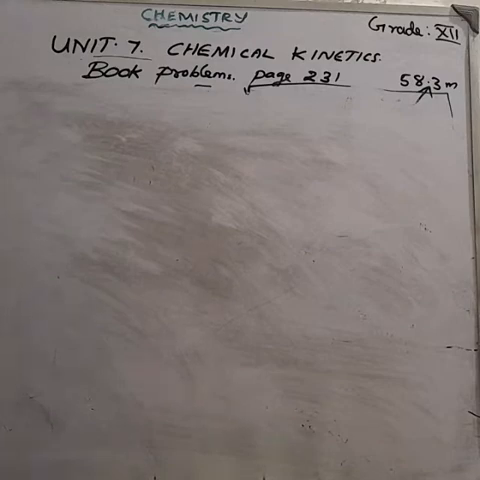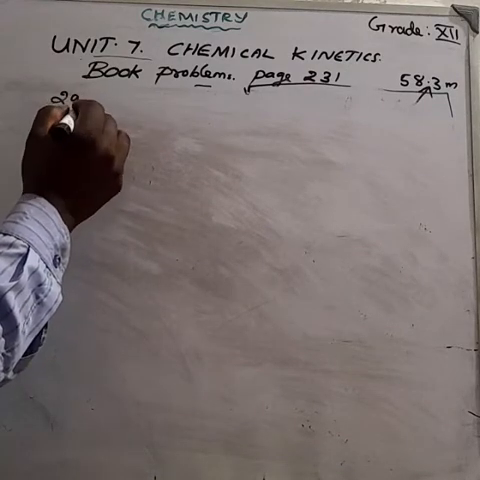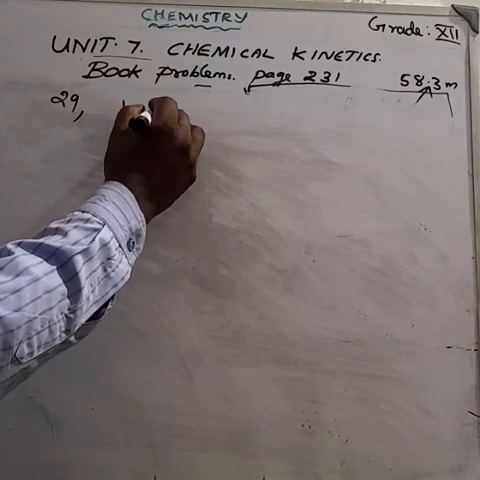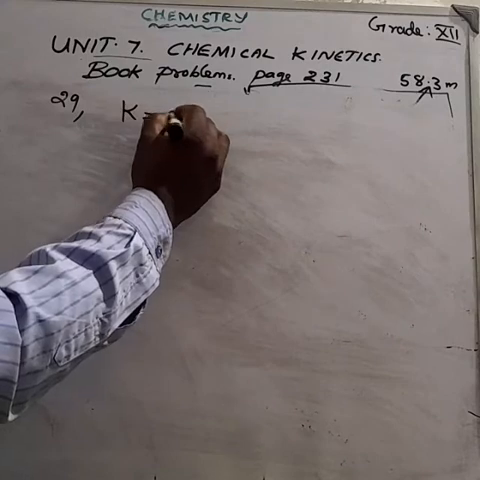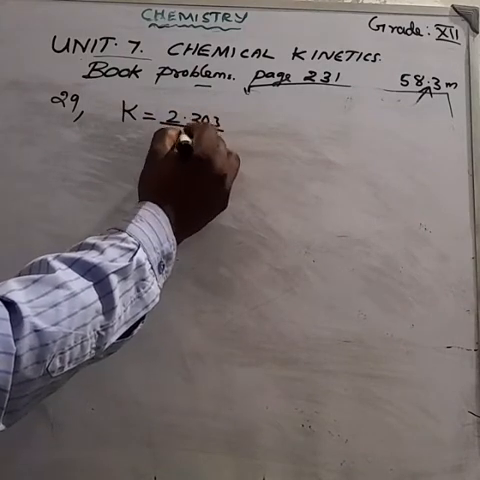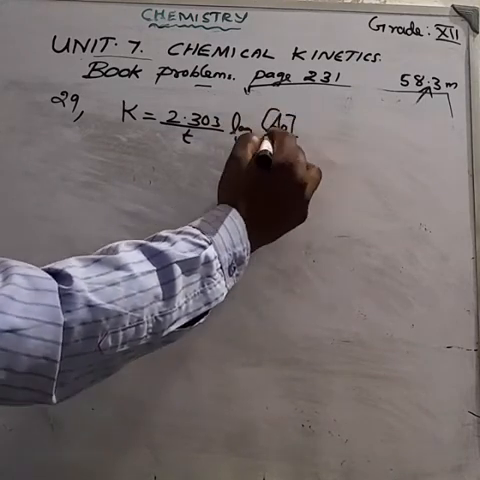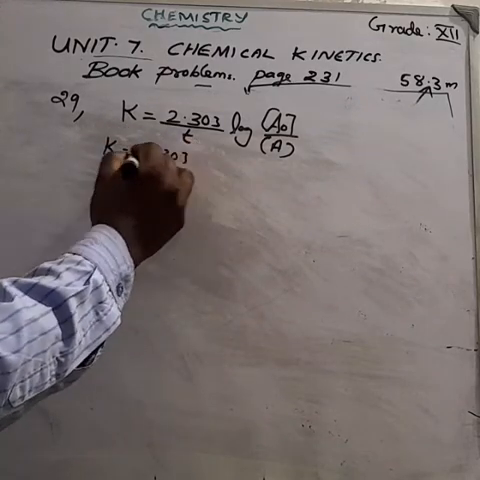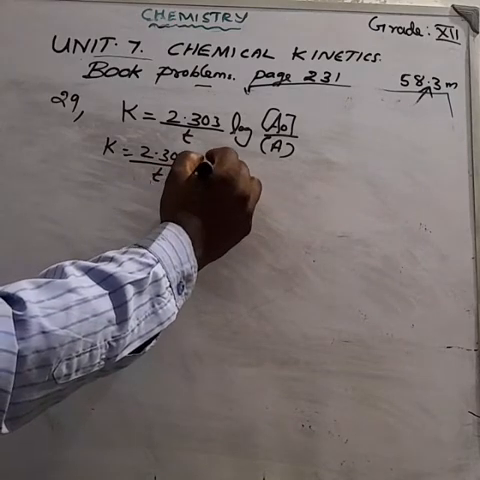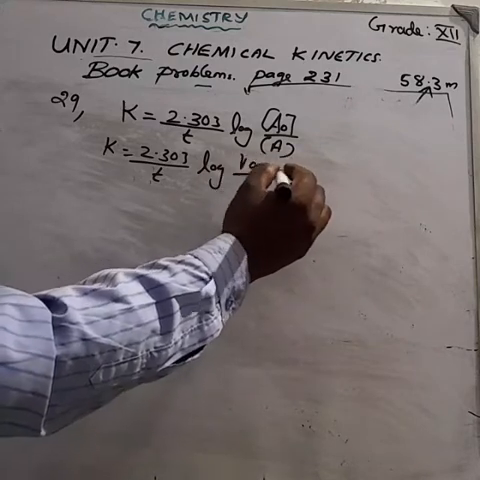So this is also given, like the formula. We are using the first order formula. All of you know that K is equal to 2.303 log A0 divided by A. Just changing here, K is equal to 2.303 divided by T log V0 divided by Vt. Here the V0 value is 46.1 ml.